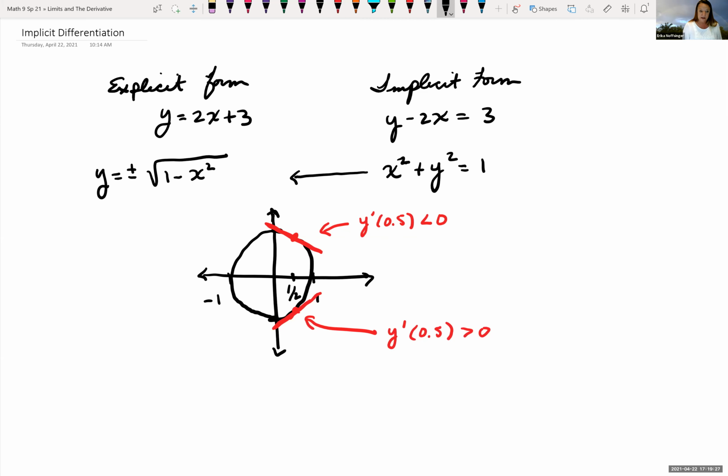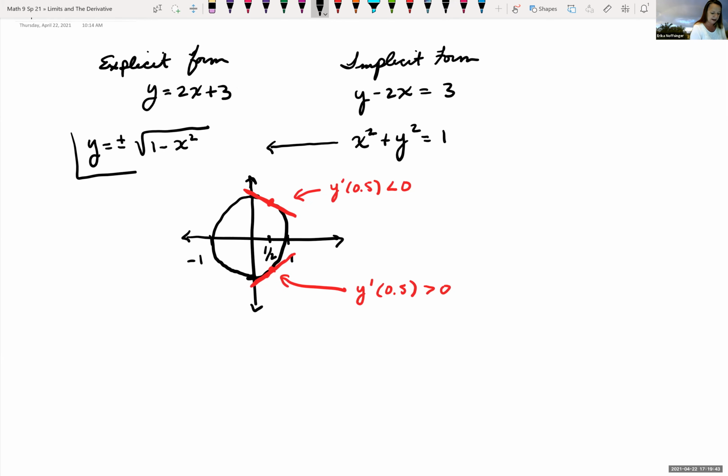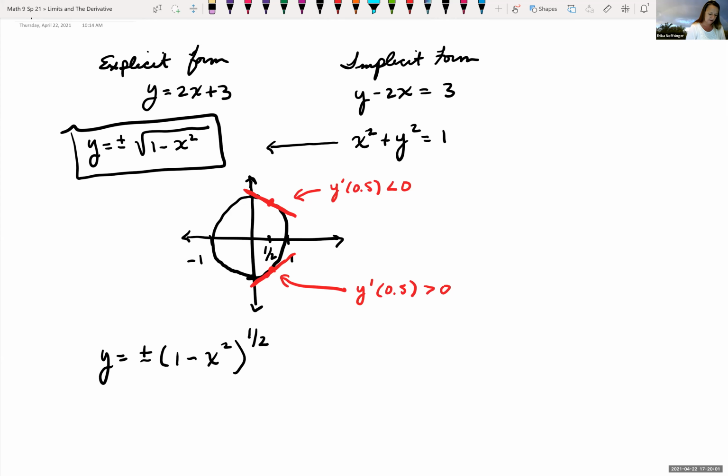Well, let's first kind of look at this. Let's look at this the way that we know how to take the derivative. So let's actually take the derivative and let's find what the slope is at 0.5. And let's do it using the normal techniques that we've done in the past. So if I want to take the derivative, well, we would want to rewrite this, right? We would want to write this as 1 minus x squared to the 1/2 power. And let's just look at the positive right now.